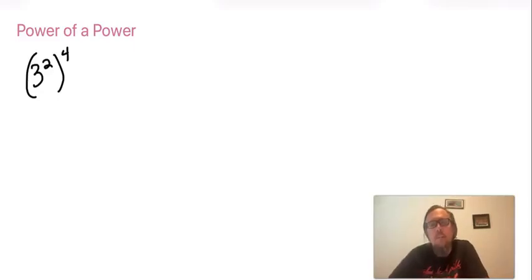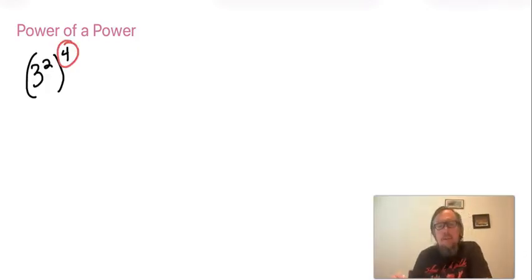The next exponent multiplication rule we're going to learn is called the power of a power rule. It's called that because, as you can see from this example, we're taking something that has a power and then raising it to another power. So this is 3 squared to the fourth power. So what does it mean when we raise something to the fourth power?